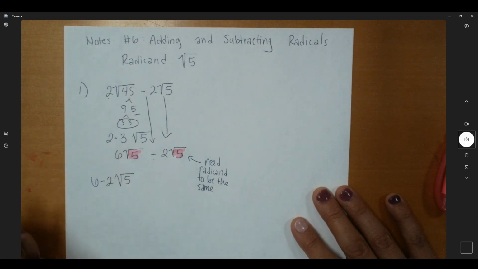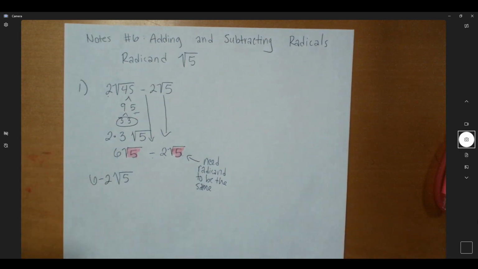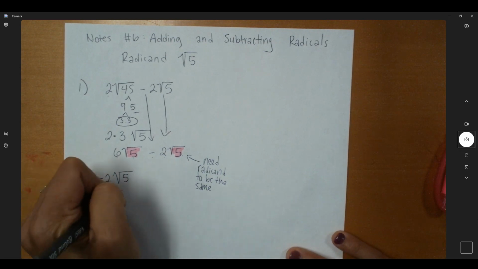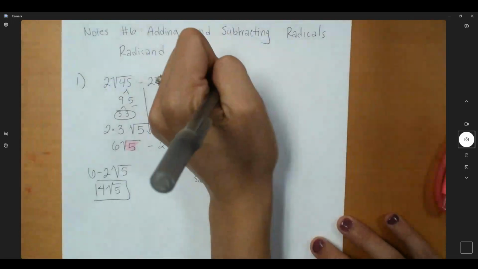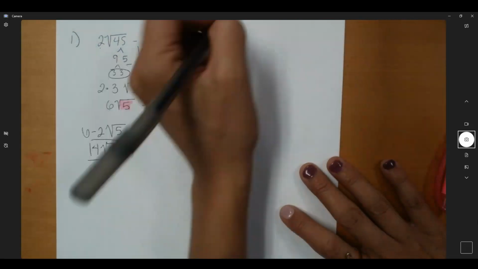So it's kind of like when you add fractions. You get a common denominator, and the denominator stays the same. It's very similar to that. So 6 minus 2 is 4, square root 5, and that's our answer. Okay, do a second one here. I'll do it over here.